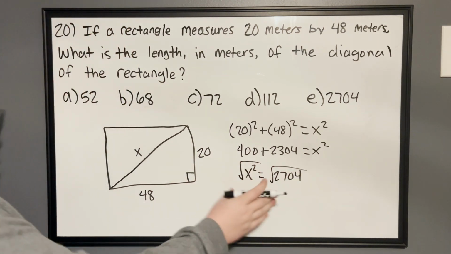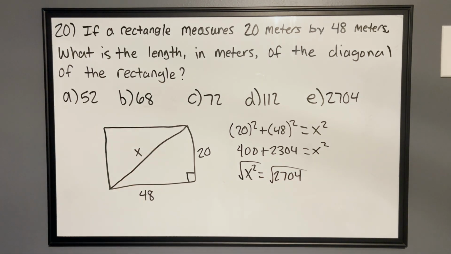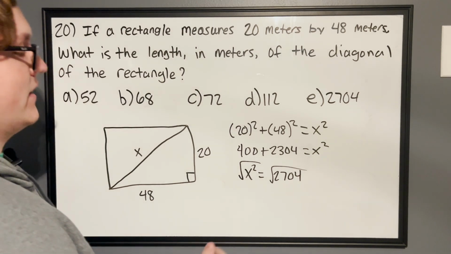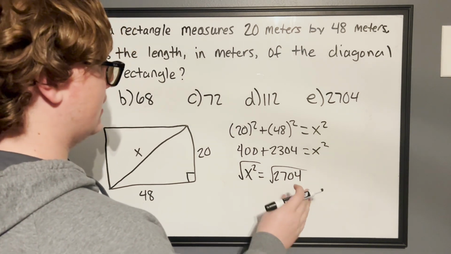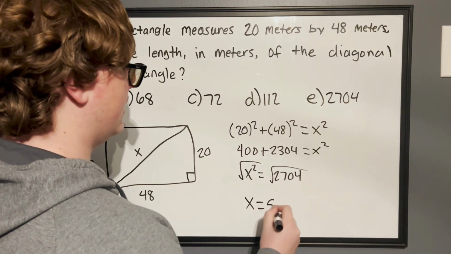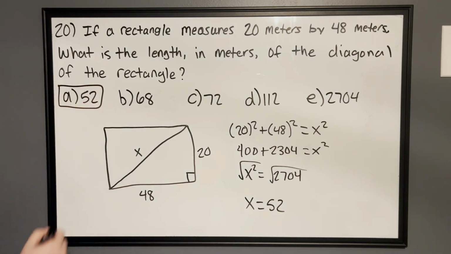So we don't need the plus minus here only because the length is always going to be a positive number. So we'll never have a negative length. So we can just only use the positive answer. And when we take the square root of 2,704, we get x is equal to 52, which is option A. So that will be our answer for question 20. Let's go ahead and move on to question number 21.